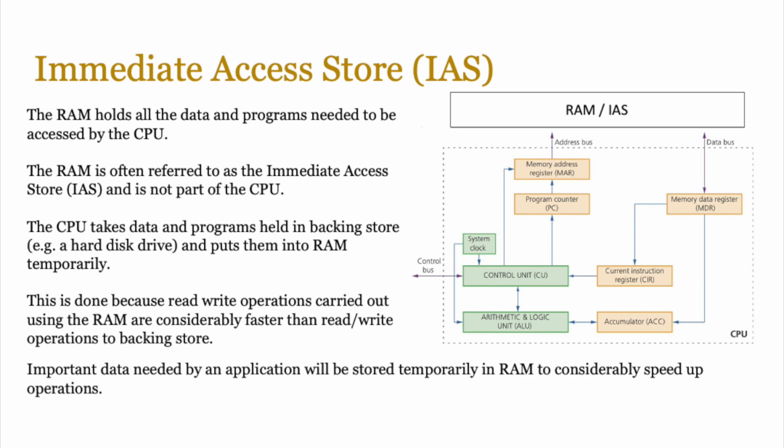Now, this is done because read and write operations carried out using RAM are considerably faster than read and write operations to a secondary store like a hard disk drive. Important data needed by an application will be stored temporarily in RAM to considerably speed up that particular set of operations. If you had to access the hard drive all the time, a computer would always be very slow.